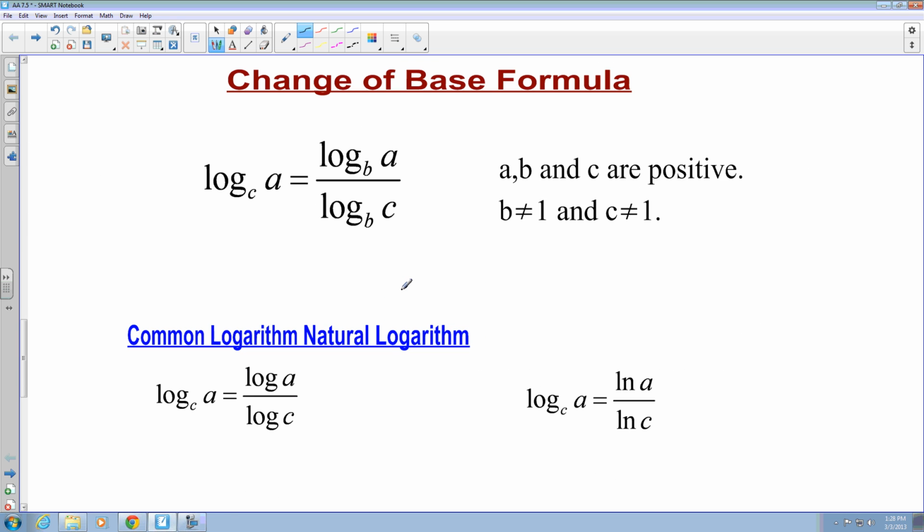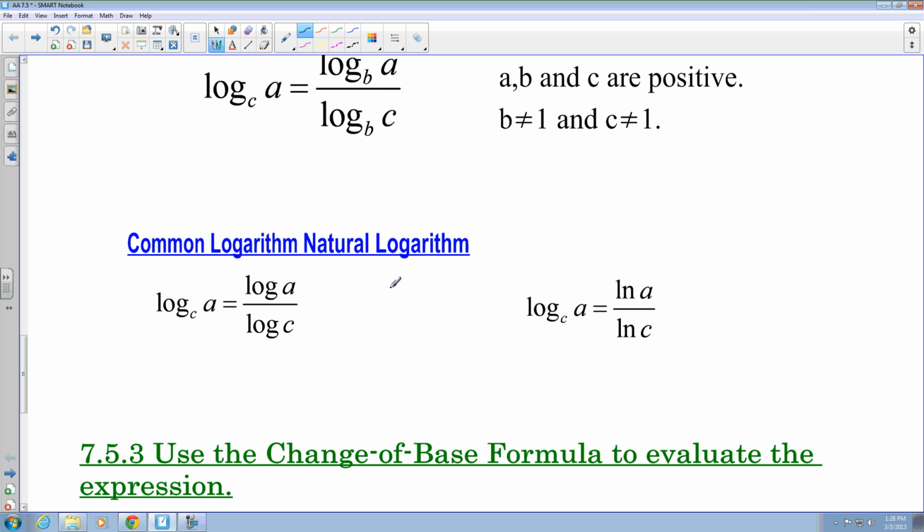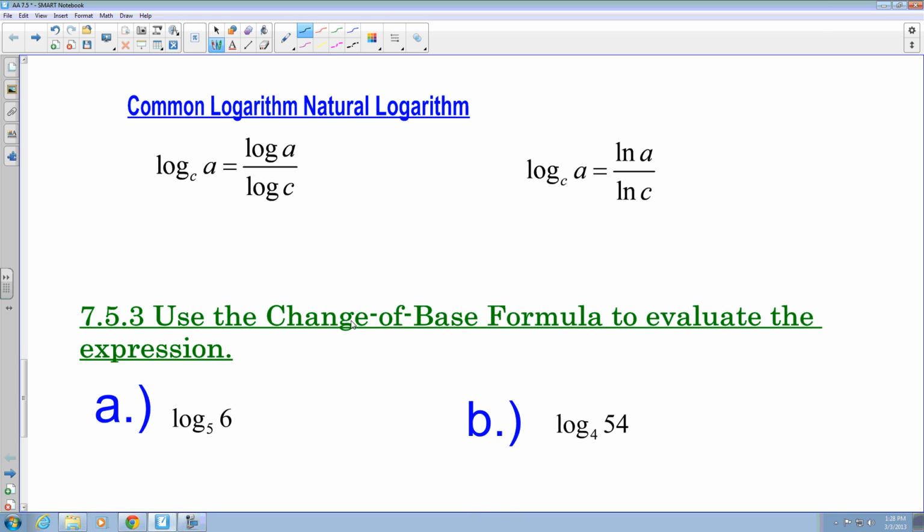Last thing here is what is called the change of base formula. You can say that if you have log base C of A, this ends up equaling log base B of A divided by log base B of C. B and C could be any value, as long as they do not equal 1. And if you have a common logarithm or natural logarithm, it can be shown like this. So if you find yourself needing the change of base formula, you can just punch this into your calculator and evaluate an expression, because you can use log base 10.